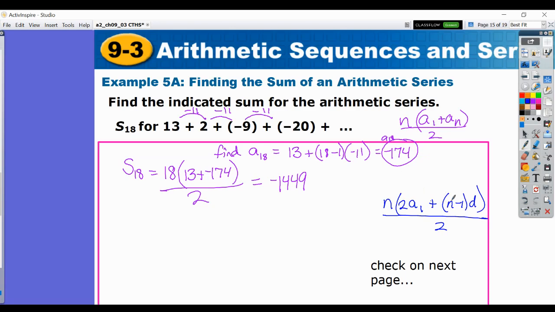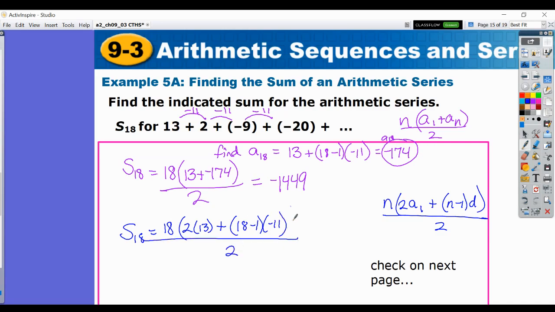And then this stuff that's in here is basically taking this extra step that we had to do of finding the last term and putting it in the formula. So using this formula, I would get 18, 2 times my first term, because it's here and it's here. We used it twice, plus 18 minus 1 times my common difference I already found is negative 11. And then I divide all that by 2.